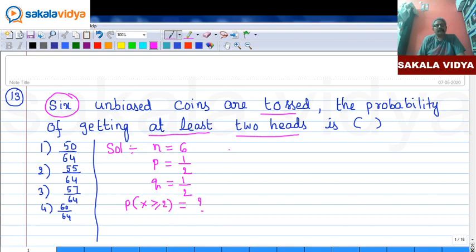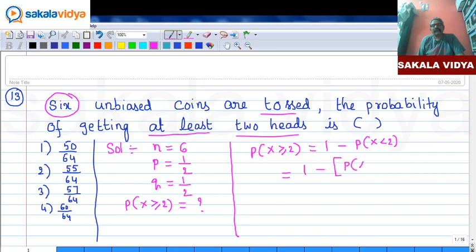This we need to find out. So, P of x greater than or equal to 2 is equal to 1 minus P of x less than 2. That means 1 minus P of x less than 2 means P of x equal to 0 plus P of x equal to 1. Because in binomial distribution the range is 0, 1, 2, 3 like that. X less than 2, strictly 2 is not included, so 0 and 1. So let us find out.